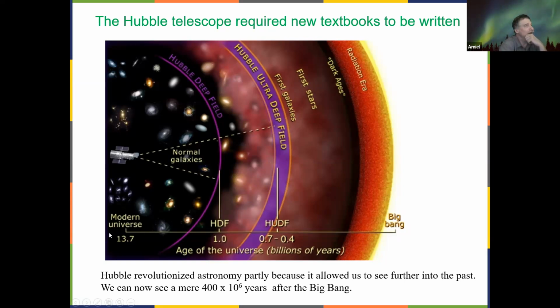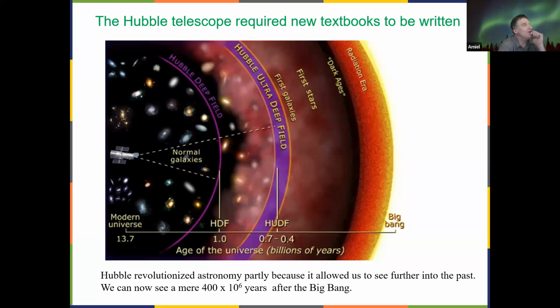Now look at the graph here. We're seeing Hubble deep field, which is this purple line, could see all the way back to 1 billion years after the Big Bang. So that's about 13 billion years ago. All the way back, Hubble deep field to within 1 billion years. You can see that's actually pretty close to the Big Bang, right?